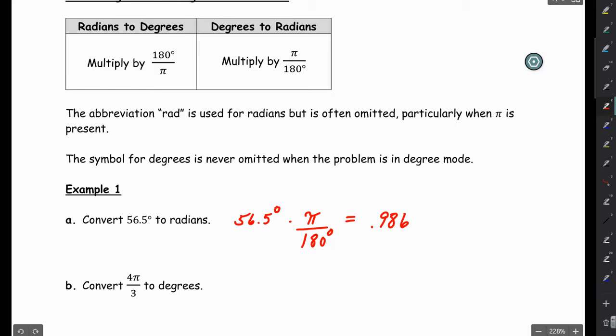We assume it's radians. Now we're converting from radians to degrees, and typically radians, you'll have a pi symbol in it, but not always. So since we're converting to degrees, we're going to be multiplying by 180 over pi. When we do that, we'll get 240 degrees.